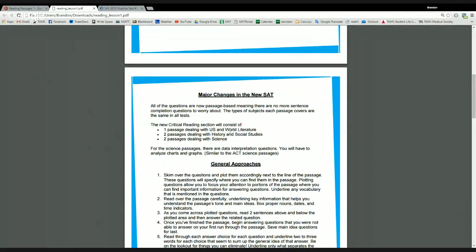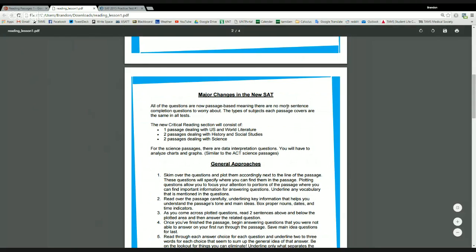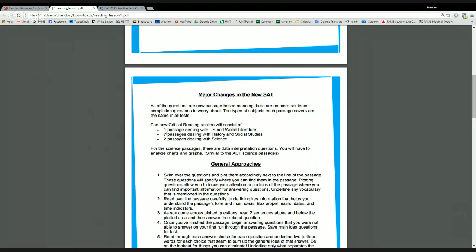All the questions are now passage based, meaning there are no more sentence completion questions to worry about. And the types of subjects each passage covers are the same in all tests. So the new critical reading section will consist of one passage dealing with U.S. and world history, two passages dealing with history and social studies, and two passages dealing with science.